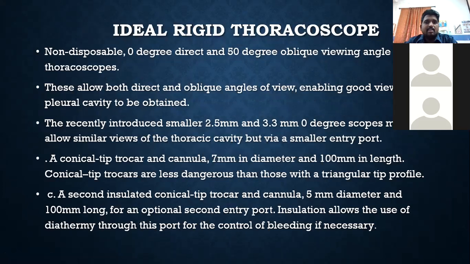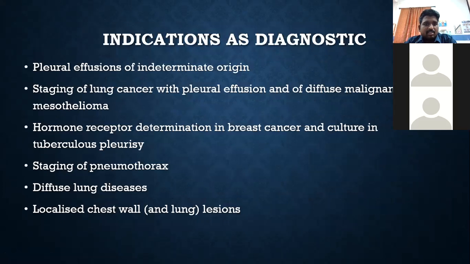These are the ideal rigid instruments. You can see the 0 degree, 50 degree and so on. Of course, what are the indications for diagnostic thoracoscopy? Any patient who has a pleural effusion of indeterminate origin. Most of the time we see pleural effusions, but often we don't prefer thoracoscopy as an initial modality of diagnosis.